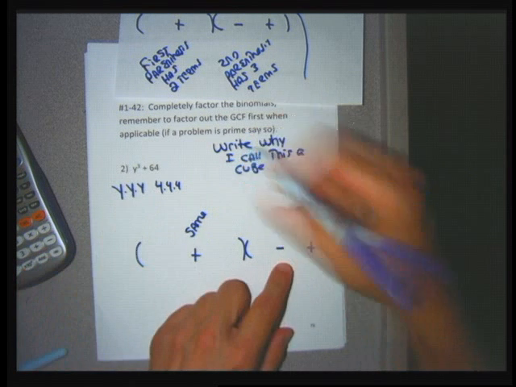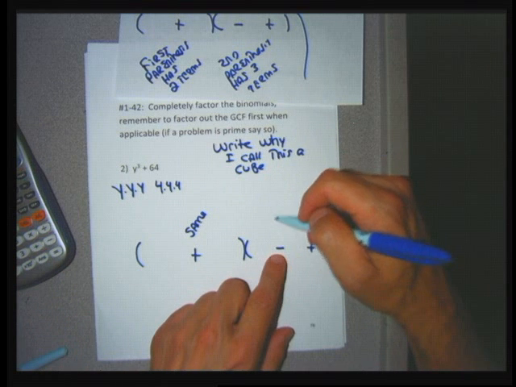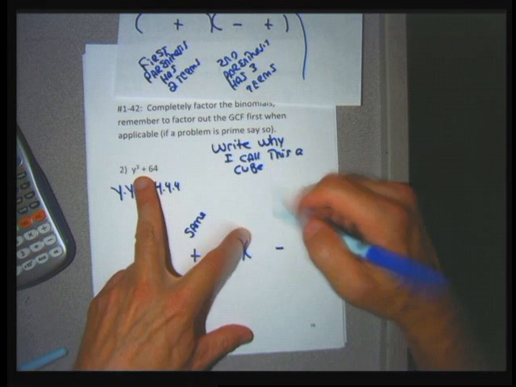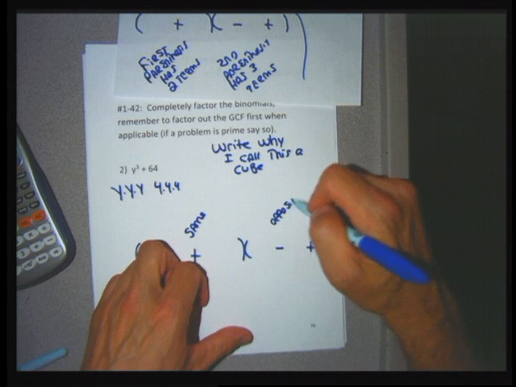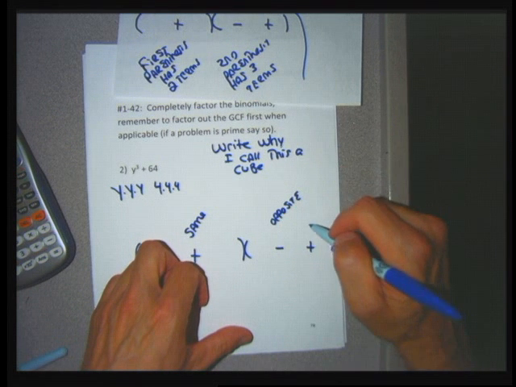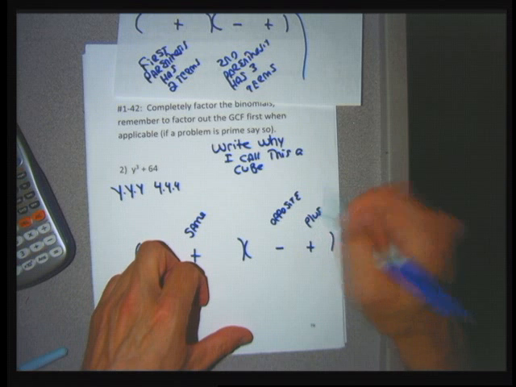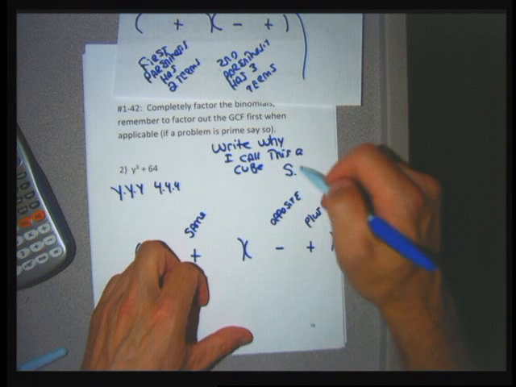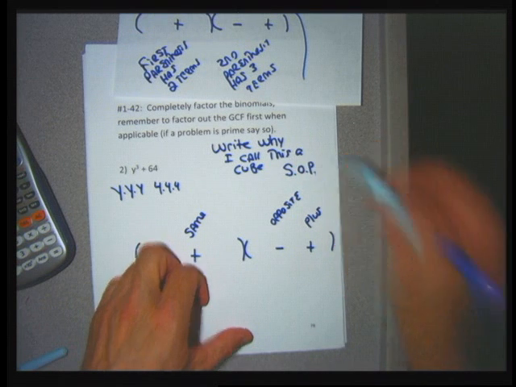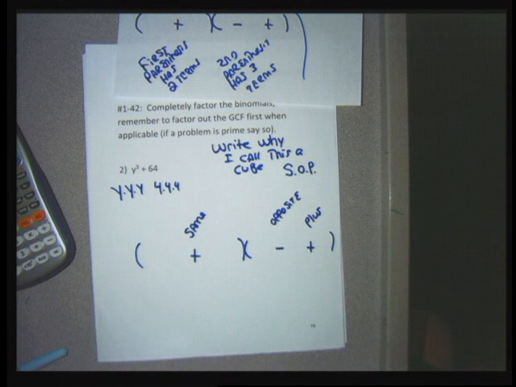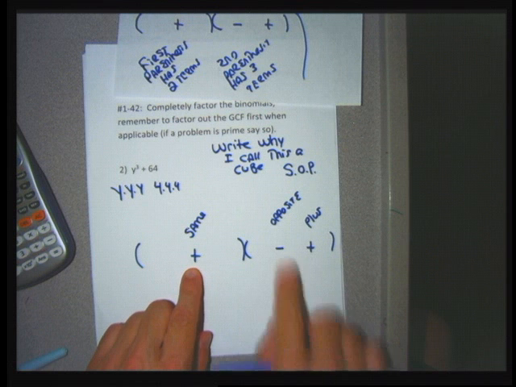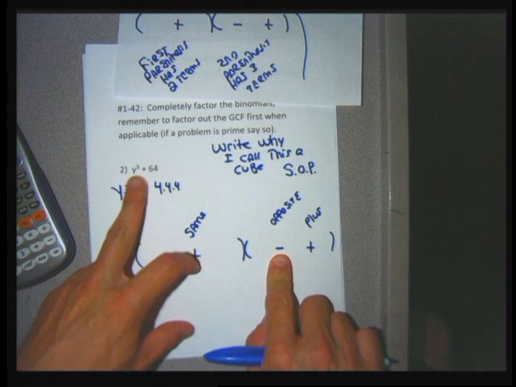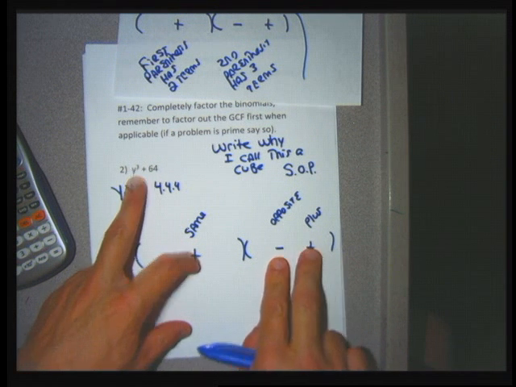The second parenthesis, the first sign in it is opposite of the original problem. Opposite of plus is minus. And the last sign is always plus. And he used, this guy named Juan, nice guy, used the acronym SOP to know his signs. So first parentheses, you get the same sign as the original problem. Second parentheses, opposite from the original problem, opposite of plus is minus, and then plus.